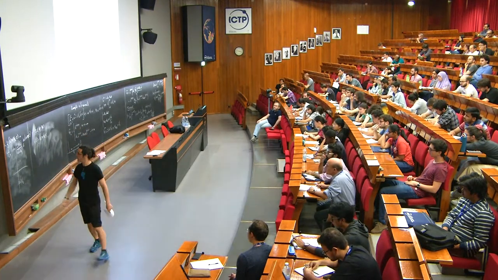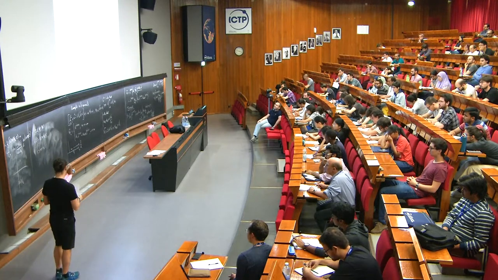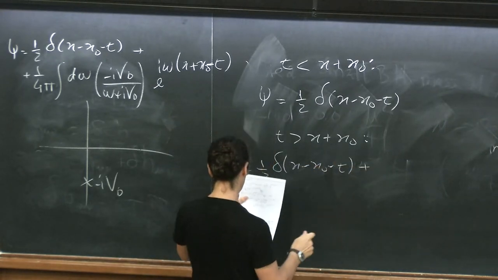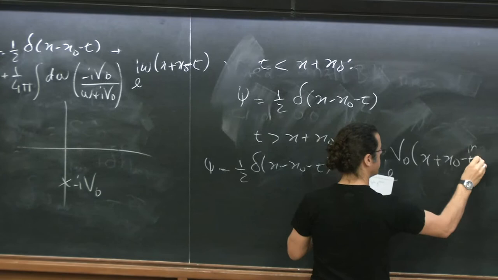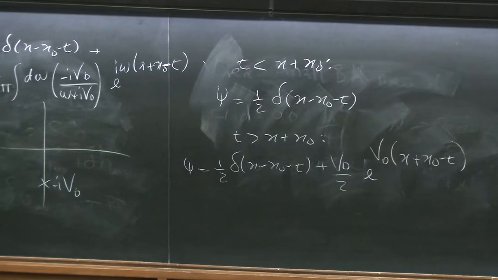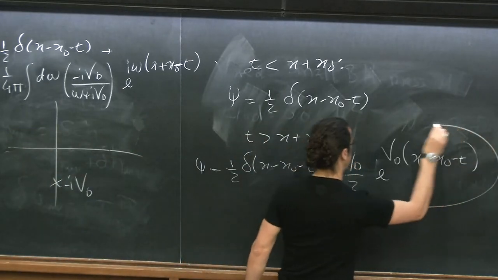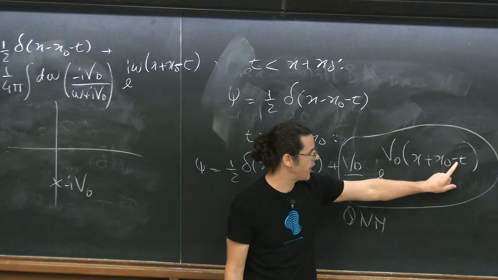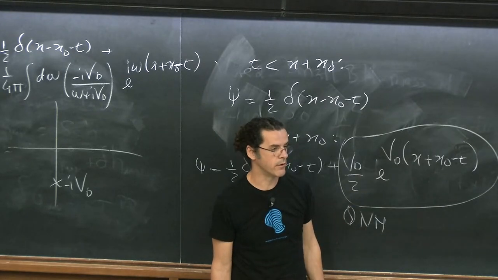I should get something. And you do get something, because you find that for t larger than x plus x naught, the field is psi equals 1/2 delta(x minus x naught minus t) plus the residue contribution, which is v naught over 2 e to the v naught (x plus x naught minus t) at these times. So you see, this is very nice, because this is precisely the QNM contribution. It's decaying away in time precisely at the quasi-normal frequency rate. That's controlling the decay of the fluctuation.